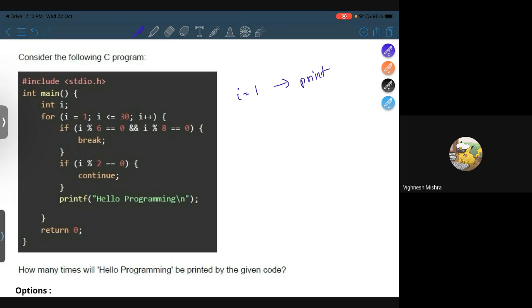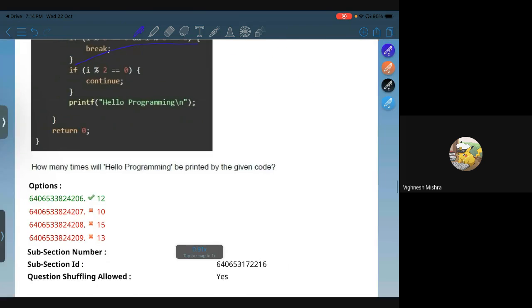When it's an even number, it will continue directly, so nothing will get printed on the even side. Even numbers are skipped directly until 30. So now what will satisfy this condition? 45, I think this condition won't be satisfied by this number. What are the options? How many times?